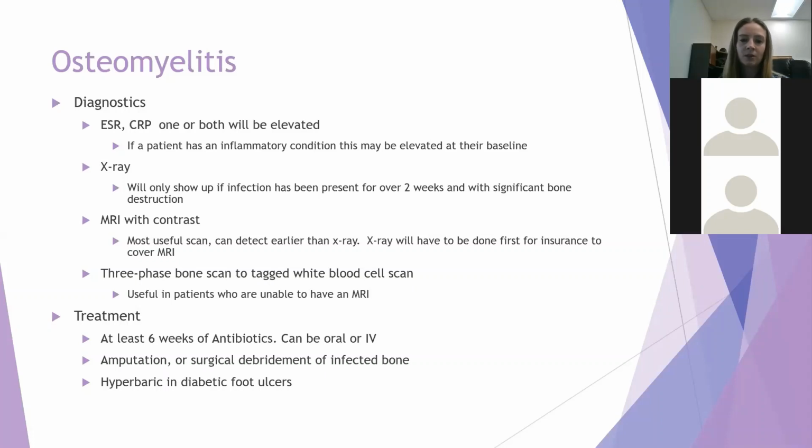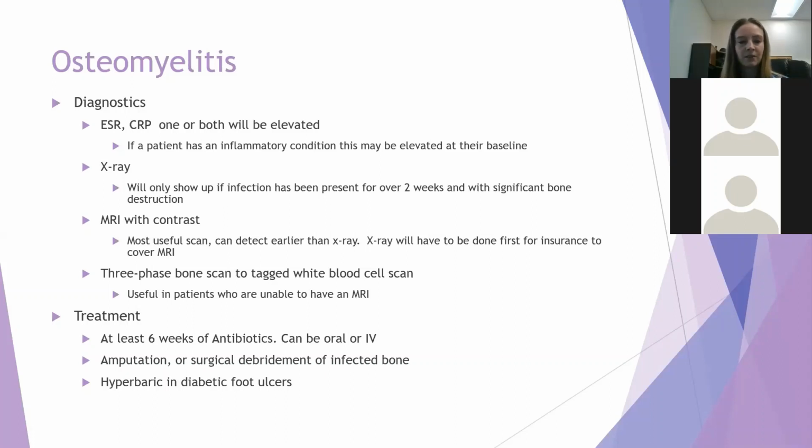The MRI can detect it much earlier than an X-ray, but the X-ray has to be done prior to the MRI, no matter what, for insurance to cover the MRI. So at that point, if your ESR and CRP were elevated, the X-ray was negative, and it meets some of the other qualifications for where you would consider osteo, that's when you would order the MRI. Also, sometimes there's a 3-phase bone scan or a tagged white blood cell scan, and that's useful for patients who are unable to have an MRI due to pacemakers or metal fragments.